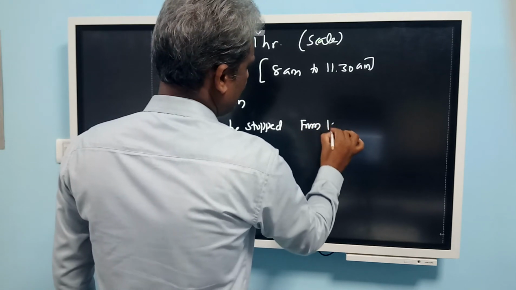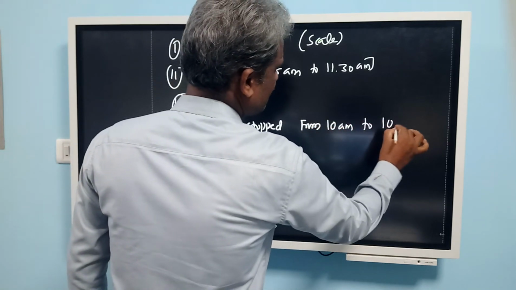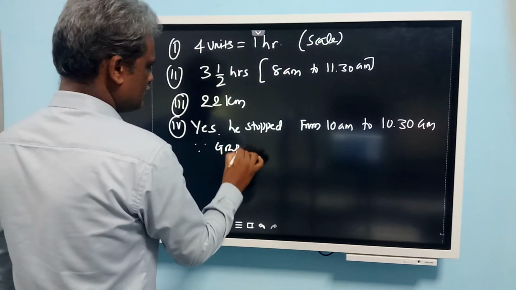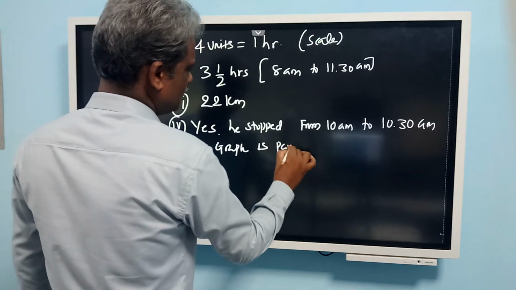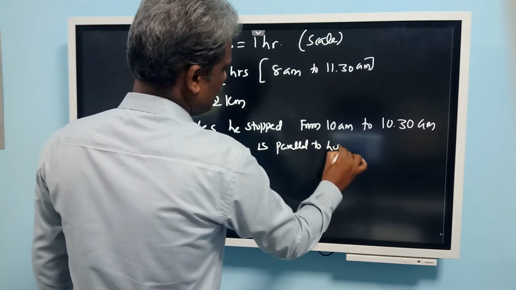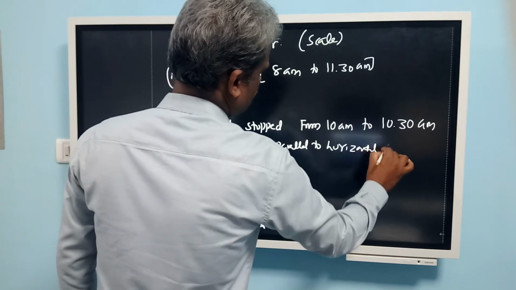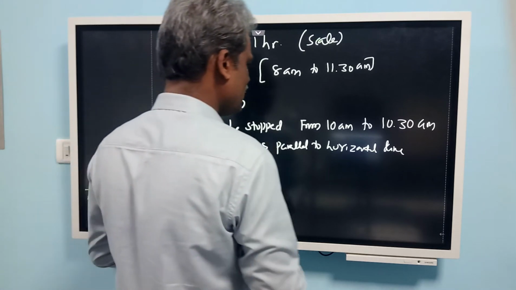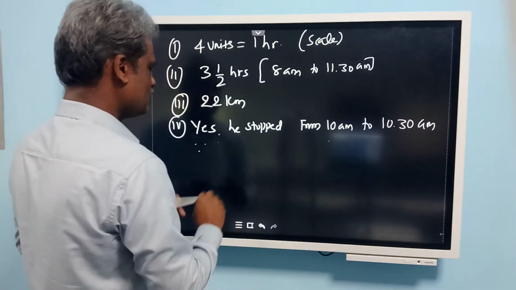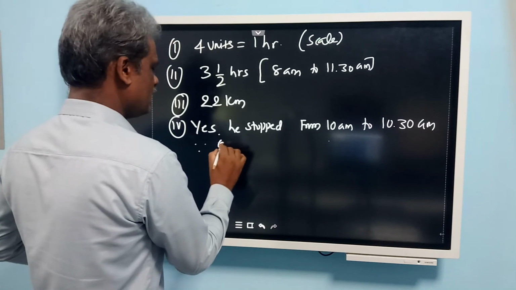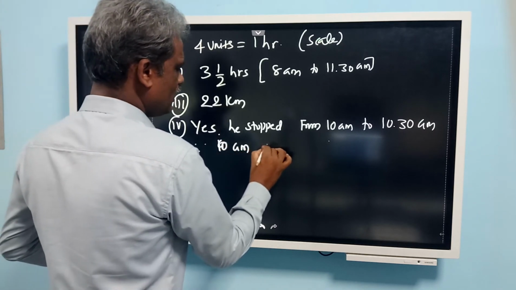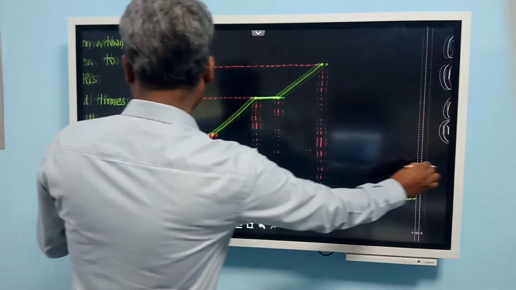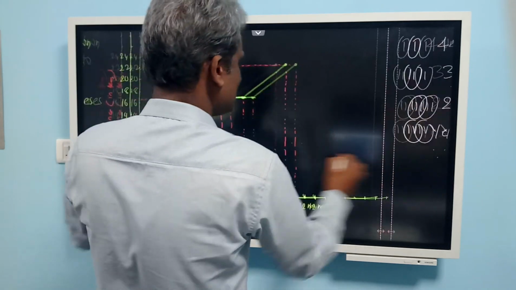From 10 a.m. to 10:30 a.m., because you can see the graph is parallel to the horizontal line, that is at the same distance. So you can see that at 10 a.m. also it is at 16. At what kilometer? At 10 a.m. it is at 16 kilometer.